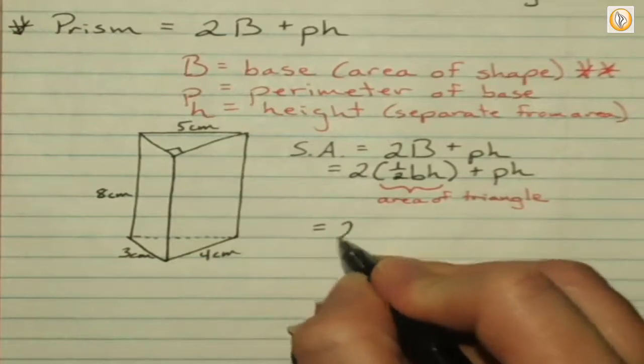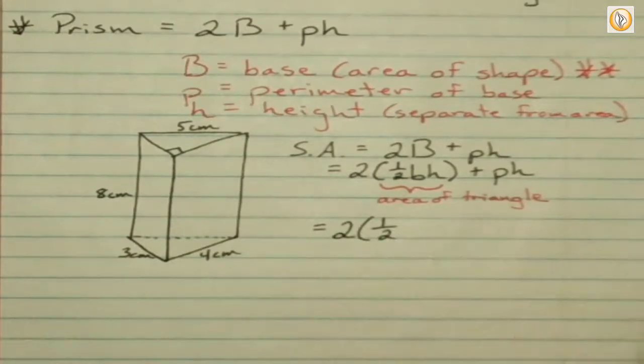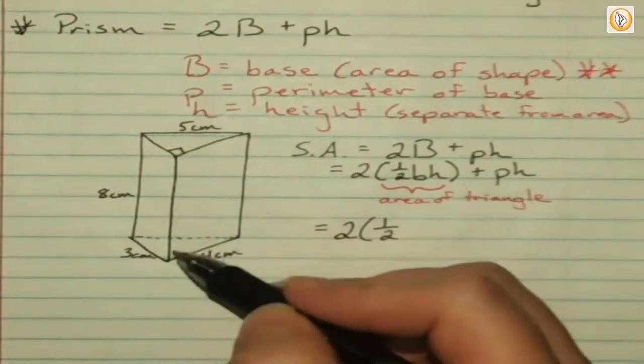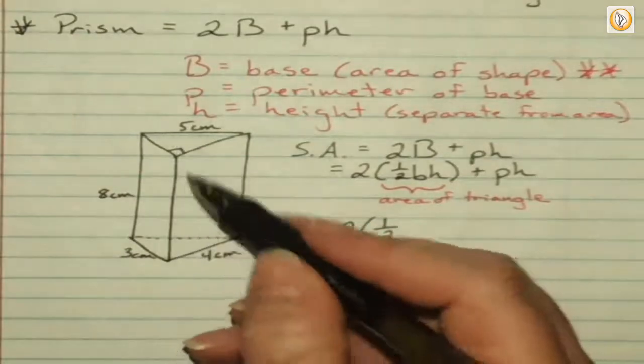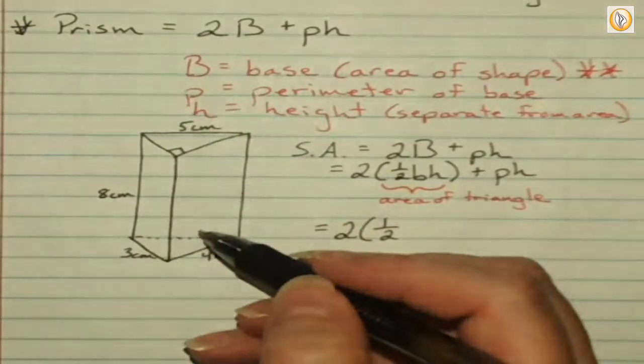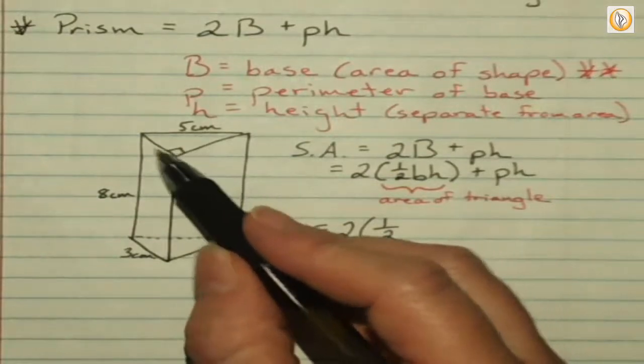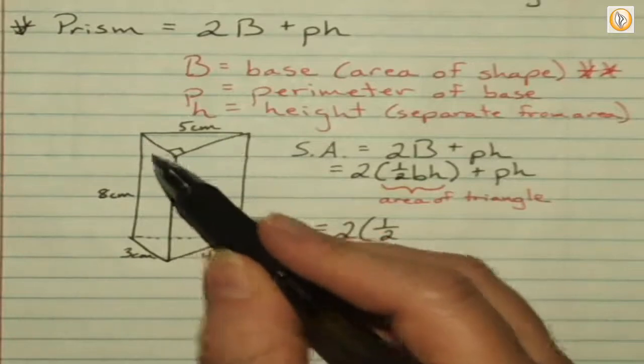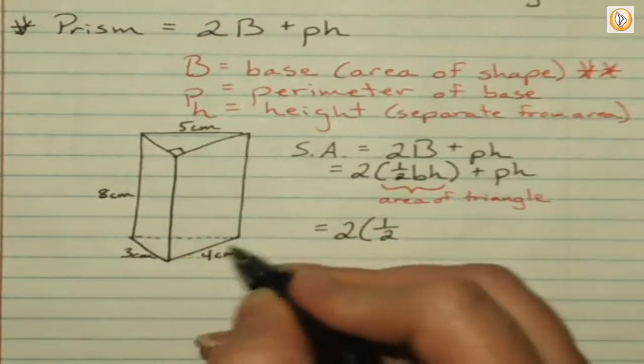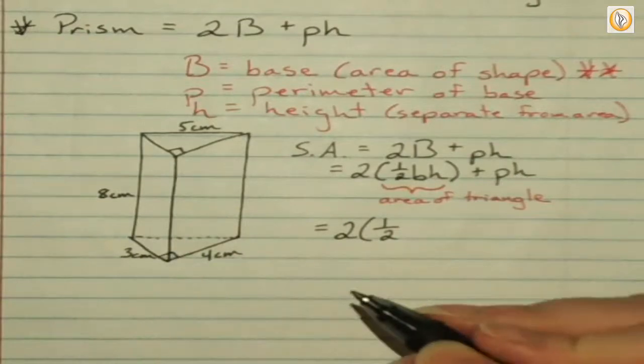So now I'm going to plug in my information. If you remember back when we were doing triangles, the base and the height of the triangle were what two lines? Gabby? Perpendicular lines. If these two triangles are the same, and you see that 90-degree mark right here and up here, these are your perpendicular lines.